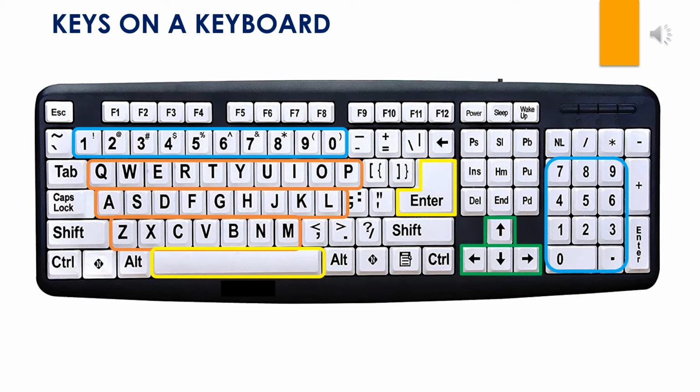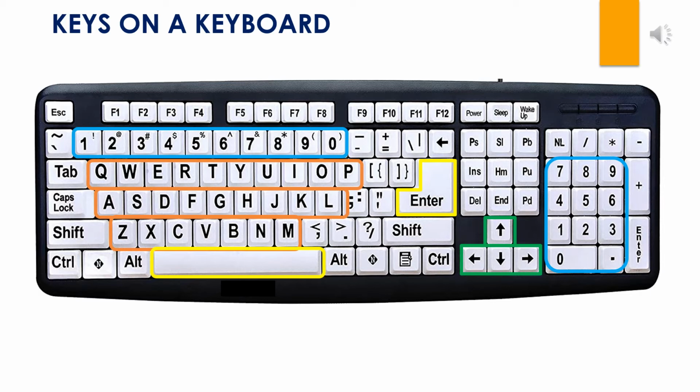So there are approximately 103, 104 keys on a keyboard. It slightly varies from company to company. So there are slight variations in that. But basically the keys, the main keys on the keyboard are the same. So let us identify some of the main keys that are there on the keyboard.